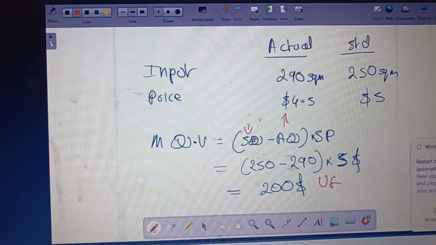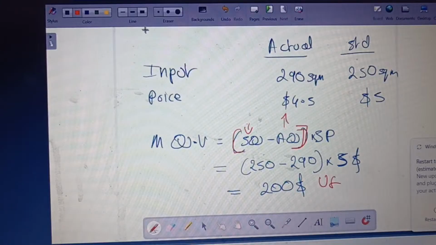Simple. You just have to look at this portion. That's it. Actual quantity is more than standard quantity. We are inputting more. More means more cost. More cost means lesser operating income. Lesser operating income is unfavorable.